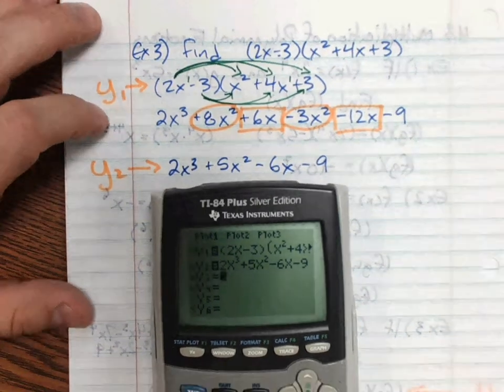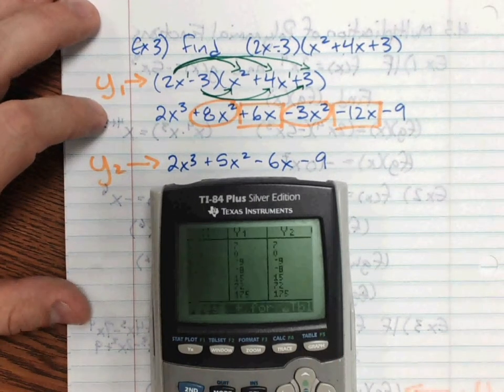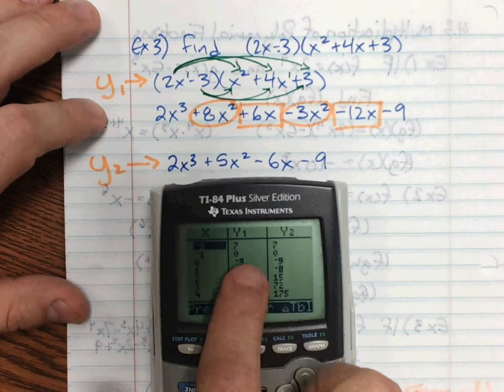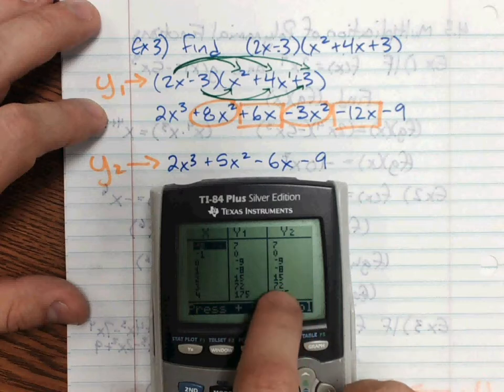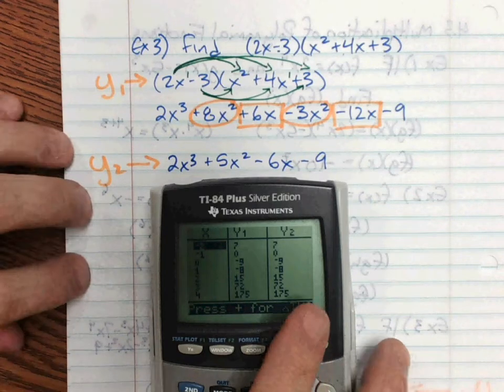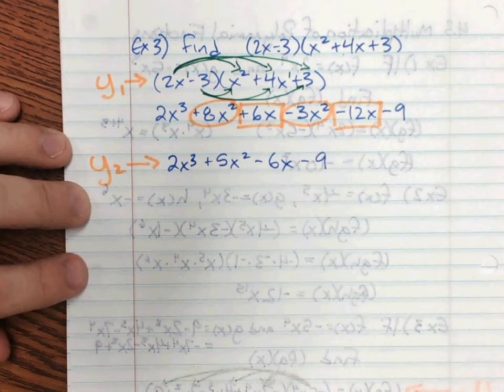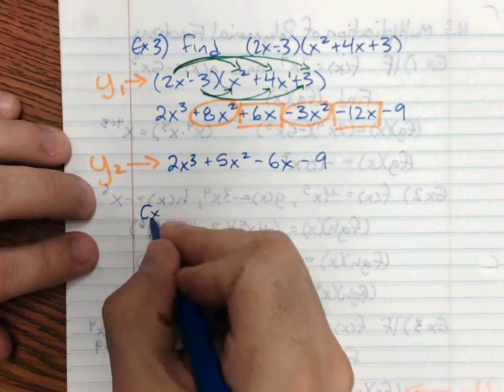And what I'm looking for is, are the two columns of y's identical? And if you look, 7, 7, 0, 0, negative 9, negative 9, negative 8, etc. My two y columns are identical, which means that I have done the multiplication correctly. All right? So the next thing we're going to talk about is something called conjugates.